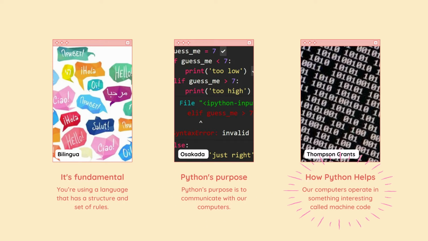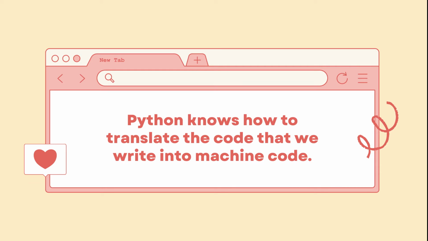Our computers, however, operate in something interesting called machine code, which looks like a bunch of ones and zeros. So as humans, we can't really compute that with our brains, right? And that's where Python and other high-level programming languages come in. Python, after all, is pretty bilingual. It knows how to translate the code that we write into machine code. And the Python language looks like what we typically see in our own languages, which is why it's so much easier for us to understand than the zeros and the ones in machine code.